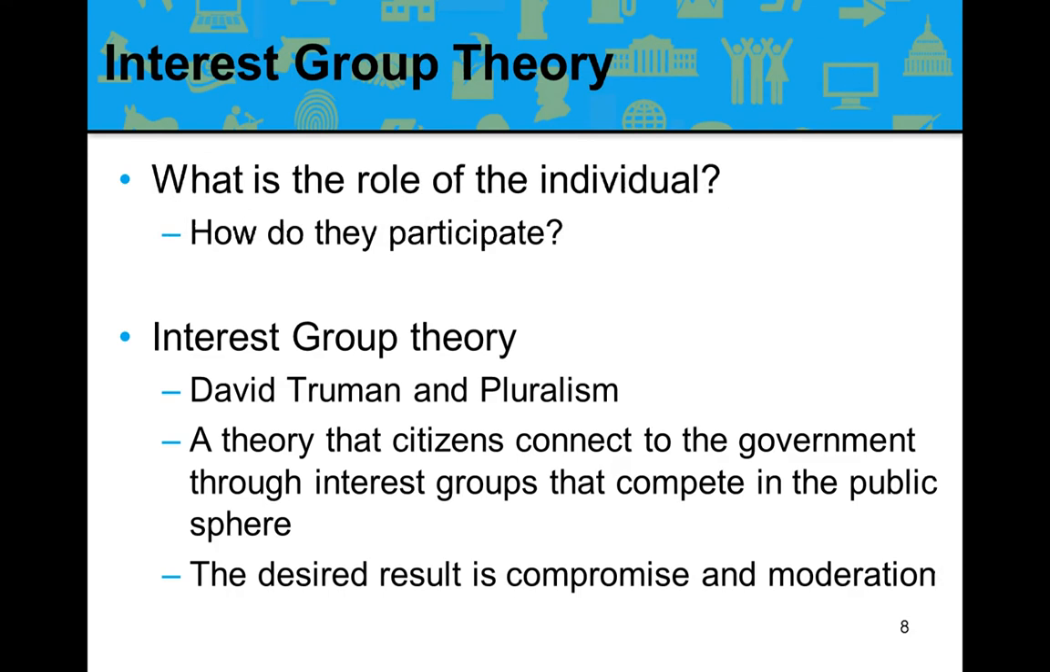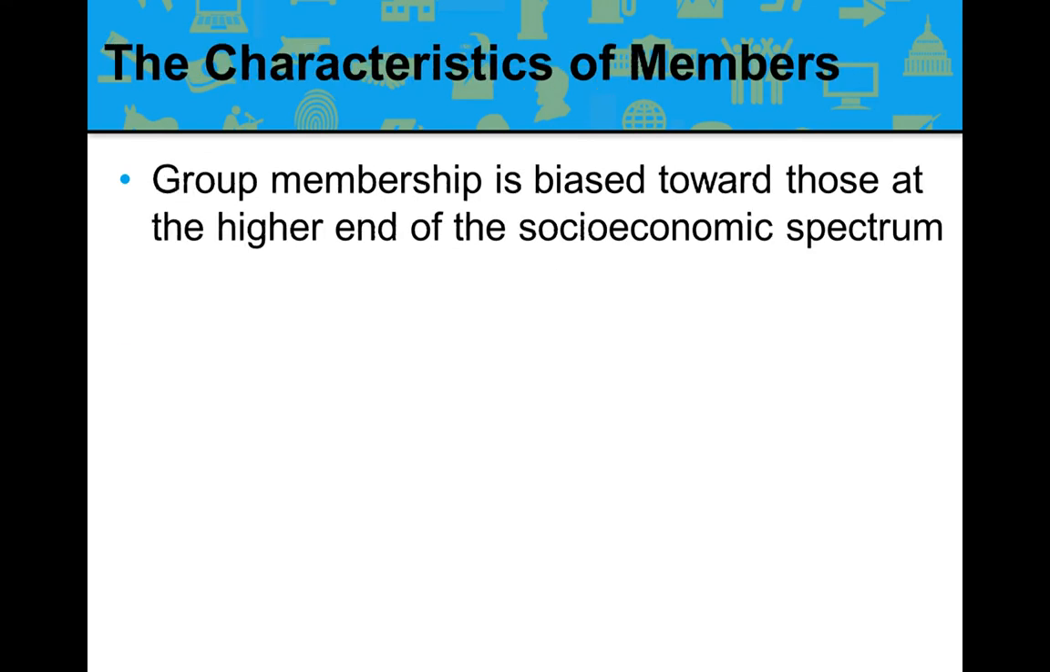That tends to be the general theory about how initially interest groups worked. Okay. If we think about who joins a particular interest group, group membership is biased toward those at the higher end of the socioeconomic spectrum. If we think about who joins an interest group, it's people who have a particular interest.